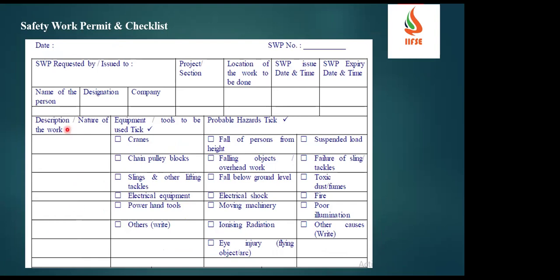In this portion, we will write the description of activity, which means what activity we are going to perform. Then equipment or tools to be used. So what equipment are they using here? Then probable hazard risk. So what kind of risk the people are having, which, as we discussed yesterday, is the risk assessment or hazard identification, what is going to happen.